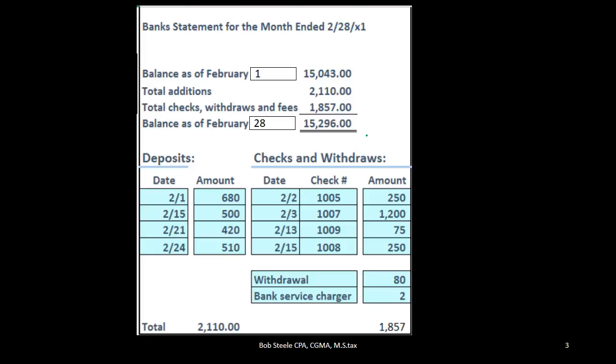We then have some type of breakout of that detail, and that usually is going to be recorded. It'll have the date of deposits in this case, as well as the deposit amounts, and it will have the checks and withdrawals, and it'll have the dates and the check numbers and the amount and other types of withdrawals that happen that are not going to be checks. This is the detail backing up the activity for the month.